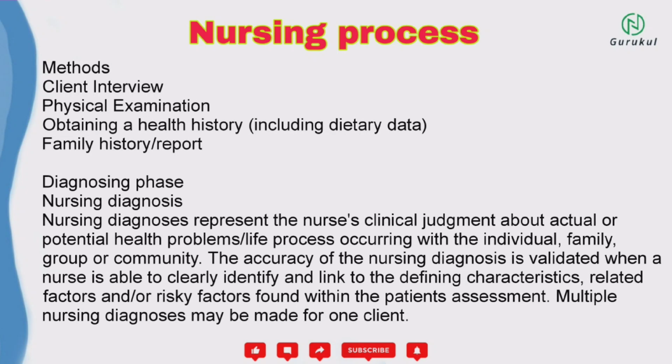So nursing diagnosis represents the nurse's clinical judgment about an actual or a potential health problem or life process occurring with the individual, family, group, or a community. The accuracy of the nursing diagnosis is validated when a nurse is able to clearly identify and link to the defining characteristics, related factors, and or risk factors found within the patient's assessment. Multiple nursing diagnoses may be made for one client.